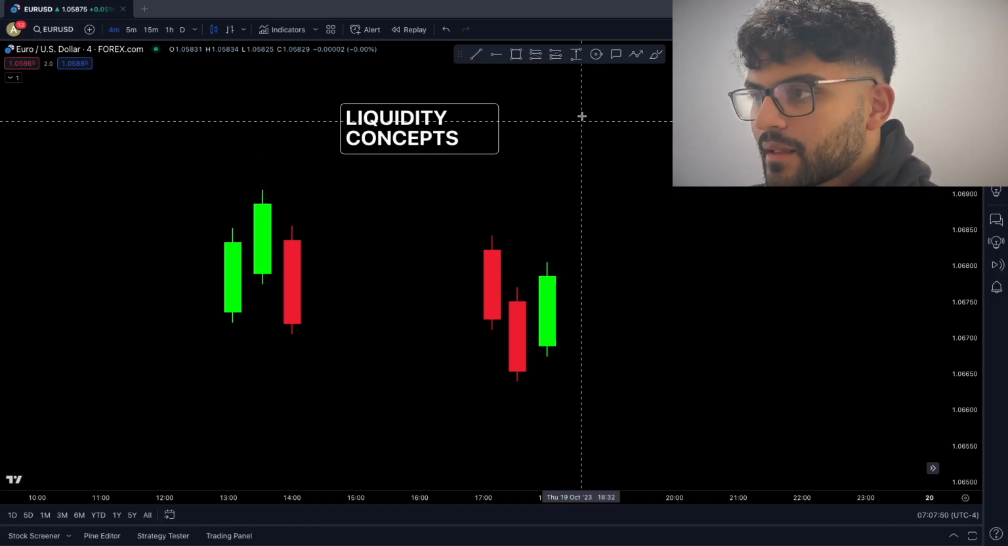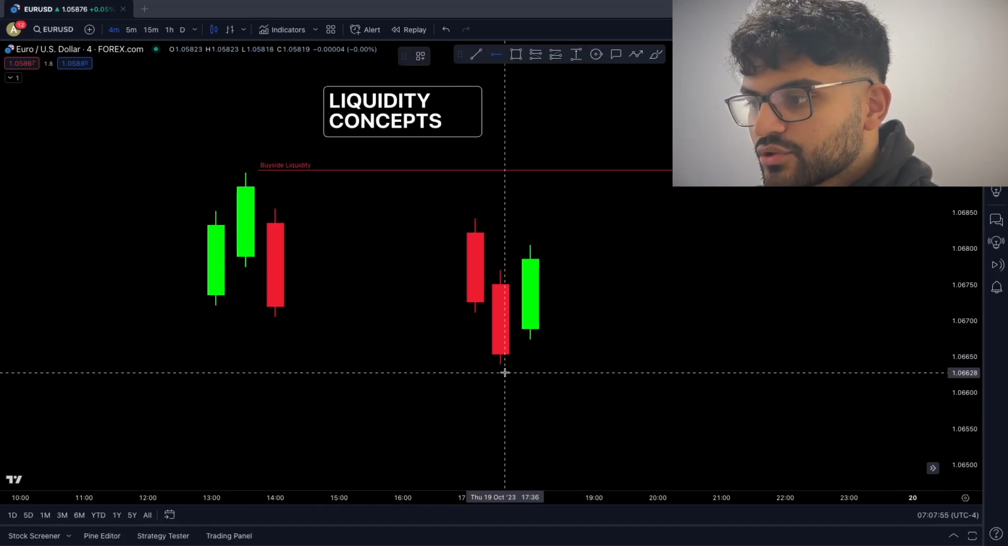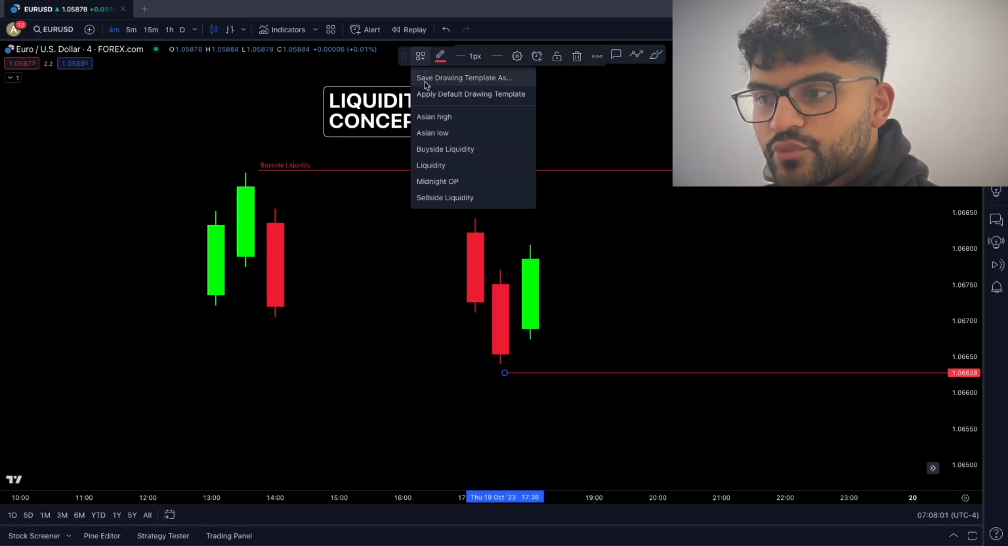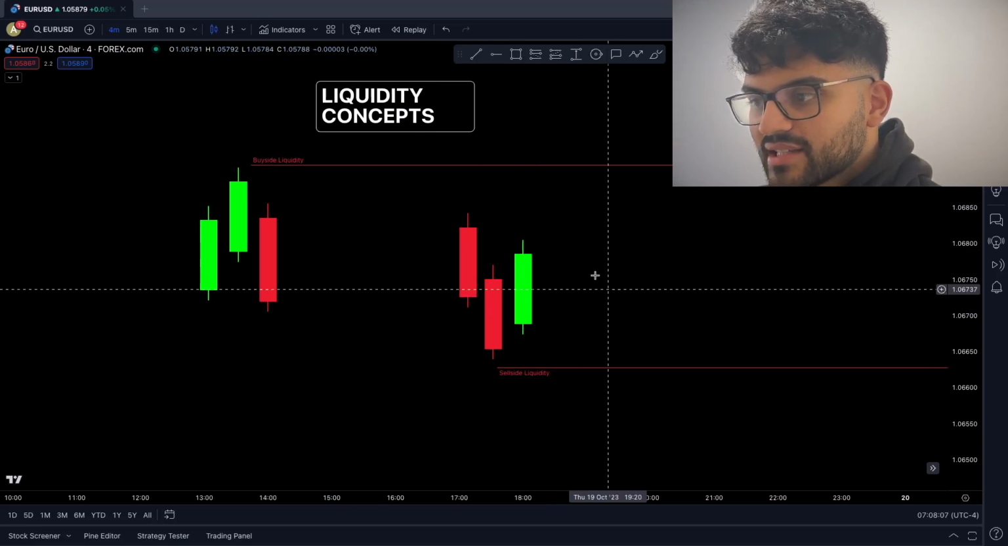We have buy side and we have sell side. I'm going to explain why they are called buy side and sell side. And just to note, buy side and sell side liquidity will always be at swing highs and swing lows. That's why I'm marking it out here. So, buy side and sell side.